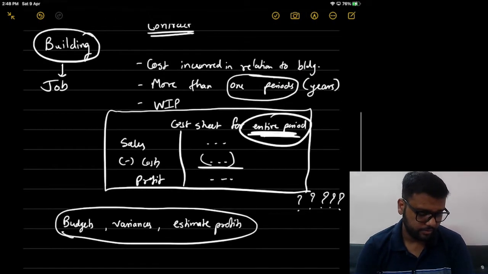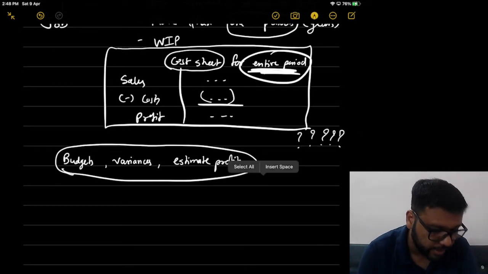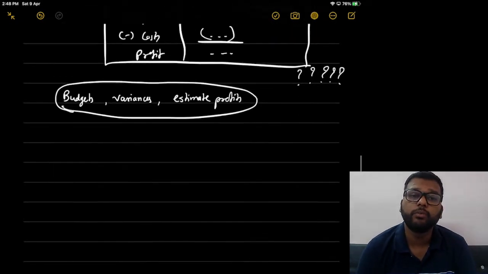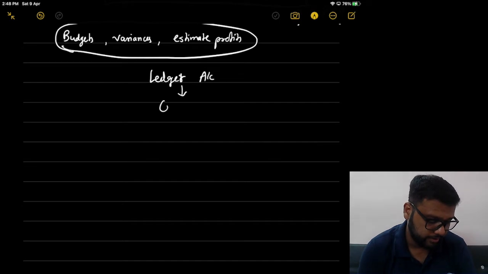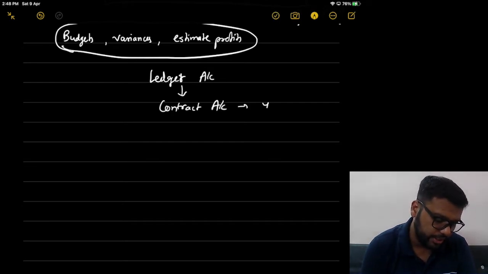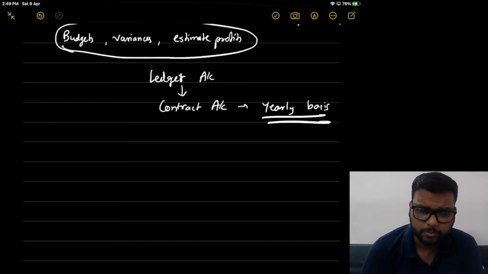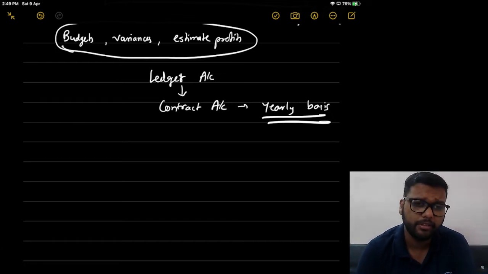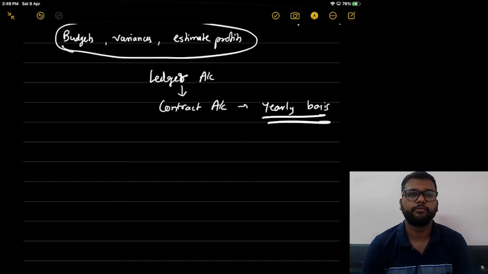Now that is what we have to do. We just have to prepare a cost sheet, but the only difference is we are not going to prepare it in cost sheet format. We are going to prepare it in ledger account format. That's it. So we have to prepare ledger account for contract. So we are going to prepare contract account generally on yearly basis. That's all. This entire chapter is only contract account, nothing else. Very simple chapter, but you have to understand some terminologies and concepts.